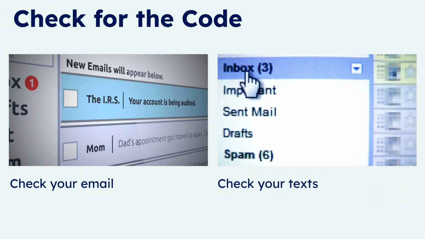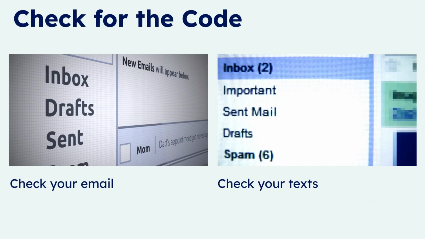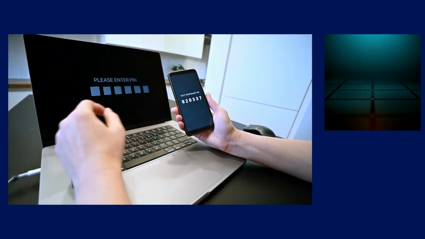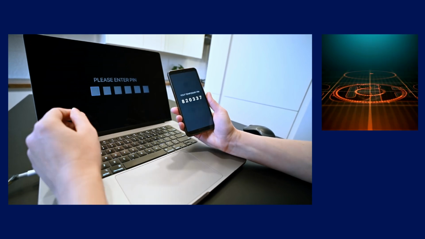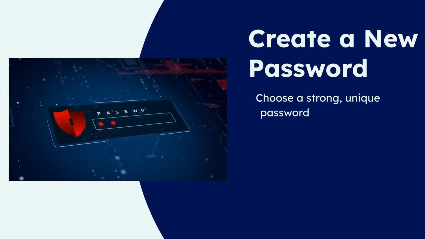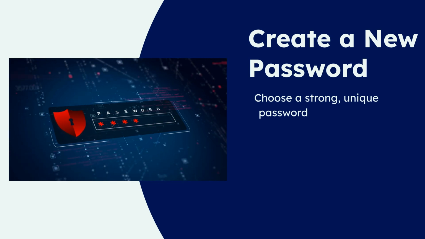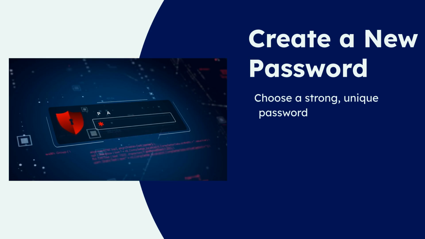Then, check your recovery email inbox or your phone for a verification code. Once you receive the code, enter it into the verification field on the Gmail recovery page. Be sure to type it in correctly. After successful verification, you'll be prompted to create a new password. This is your chance to make it strong and secure.